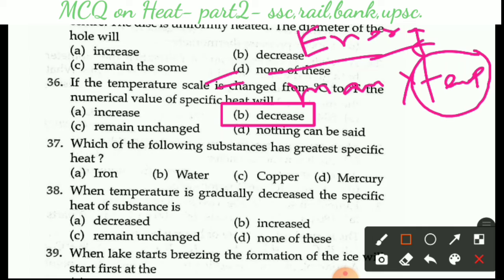Next question is, which of the following substances has the greatest specific heat? A: iron, B: water, C: copper, D: mercury. Right answer is option B, water.